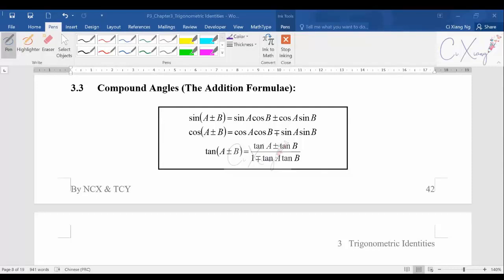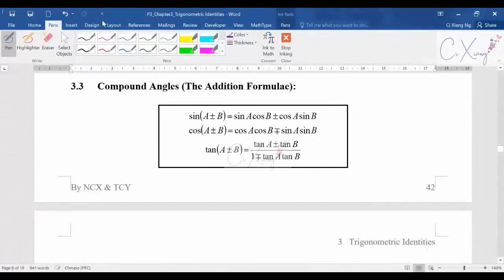Okay, so for this video, we are going to discuss the second set of the identities for trigo. We call it the compound angle formula, or the addition formula. For compound angle, generally they are asking you how to expand.